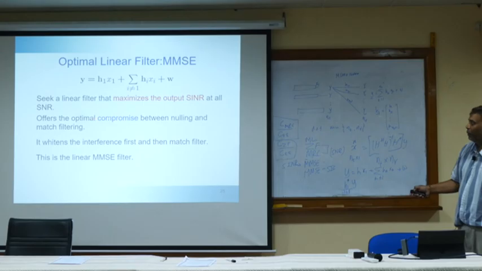It offers the optimum compromise between nulling and matched filtering. It is whitening the interference first and then matched filtering. This is the linear MMSE filter.